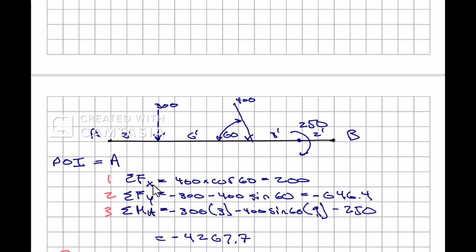So let's go ahead and we'll go through the first 3 steps here. Step 1 is the summation of forces in X, and we get 200. Step 2, summation of forces in Y, and we get minus 646.4. And then lastly, we do the summation of moments at point A, and we get minus 4,267.7. Okay, so now go ahead and pause the video and then rewrite or redraw this free body diagram with all the forces and moments represented at A.